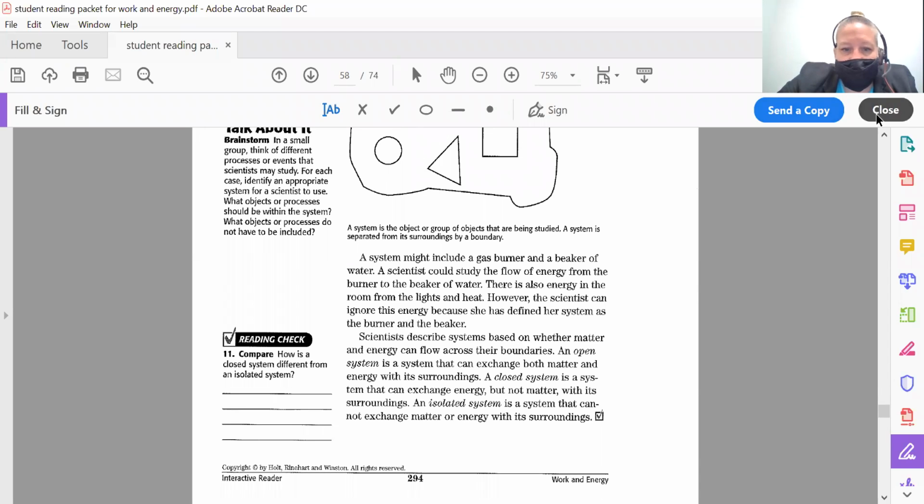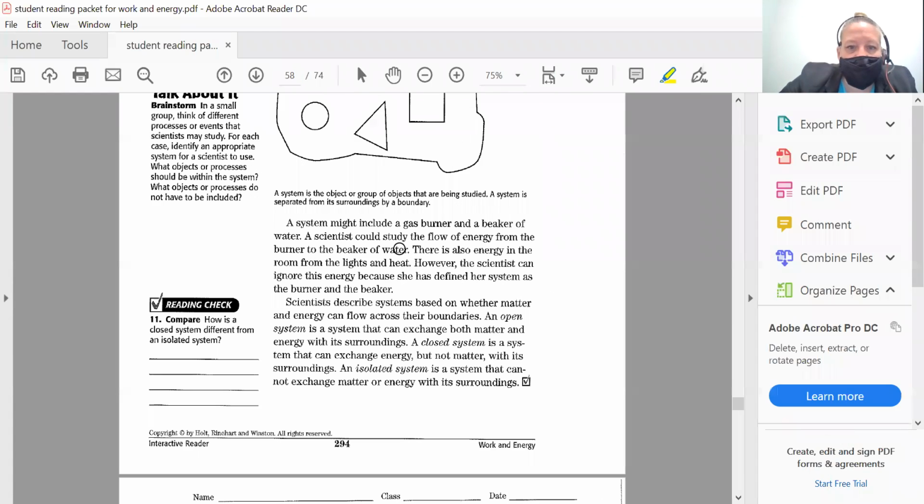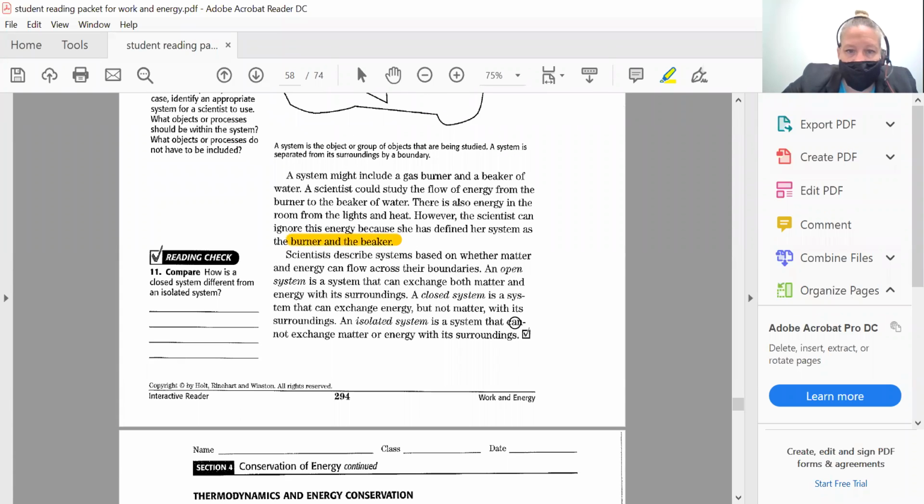All right. A system includes a gas burner and a beaker, okay? A scientist could study the flow of energy from the burner to the beaker of water. There is also energy in the room from lights and heat. However, the scientist can ignore this energy because she has defined her system as the burner and the beaker. Okay, so the burner and the beaker is the system.